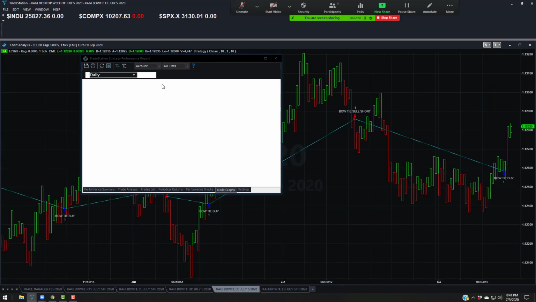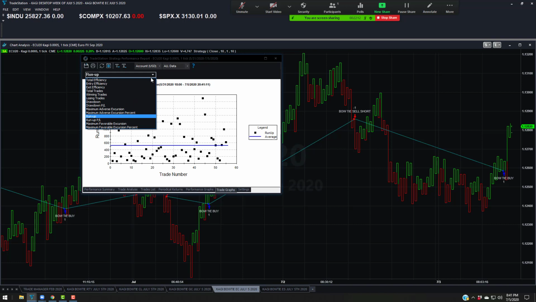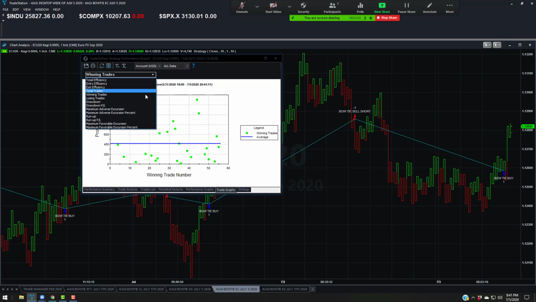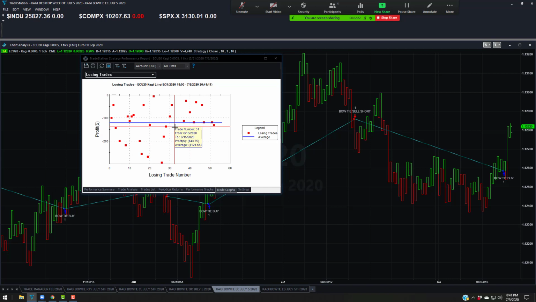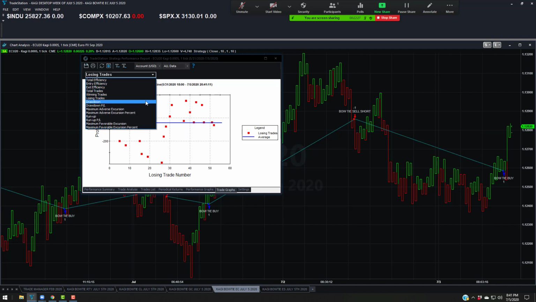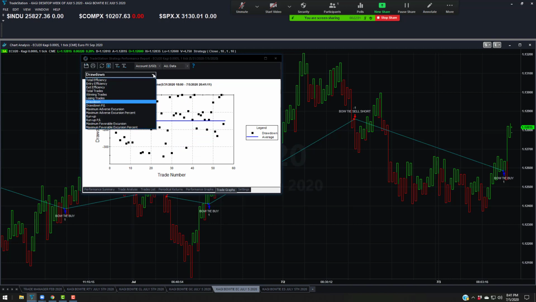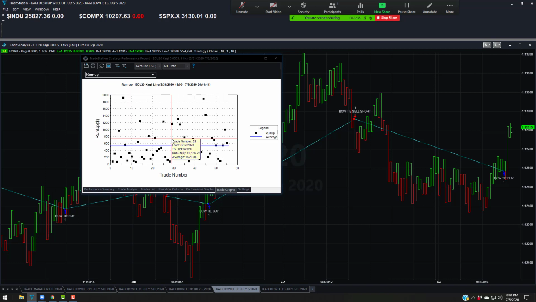Let's look at the euro. Running on the Kagi, the bow tie. The average winning trade is $416. The average losing trade is 121. The average drawdown is 151. The average run up is 520. And then we look at the ES.